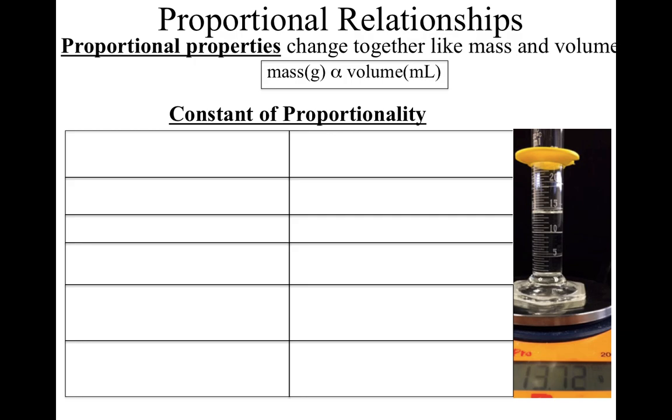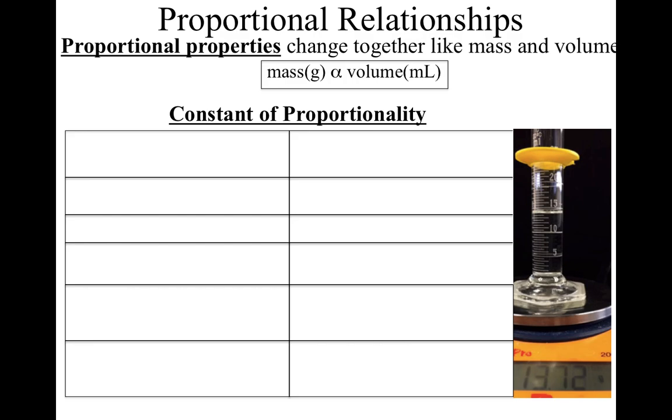Proportional reasoning is what we use a lot in chemistry and science classes in general. The idea is that if you have two measured properties and one goes up or down, you can figure out how much of the other property goes up or down.